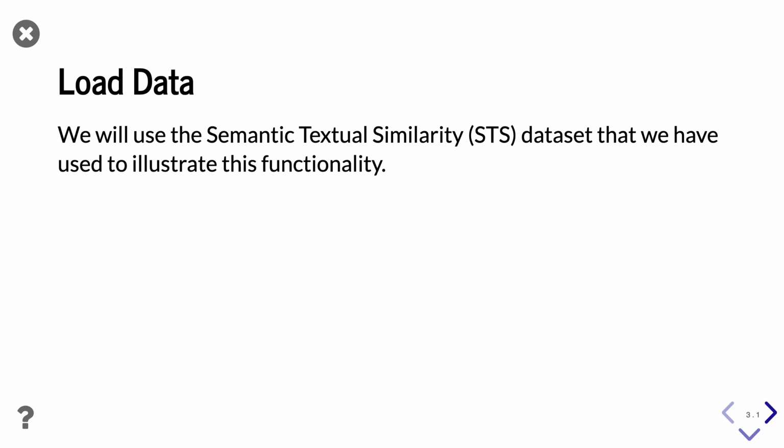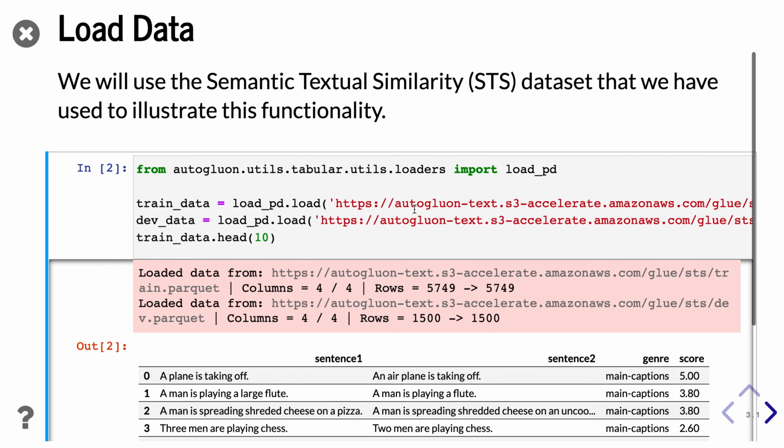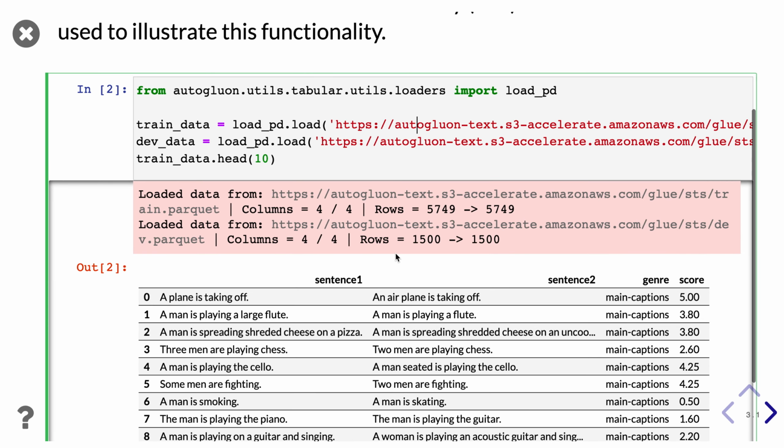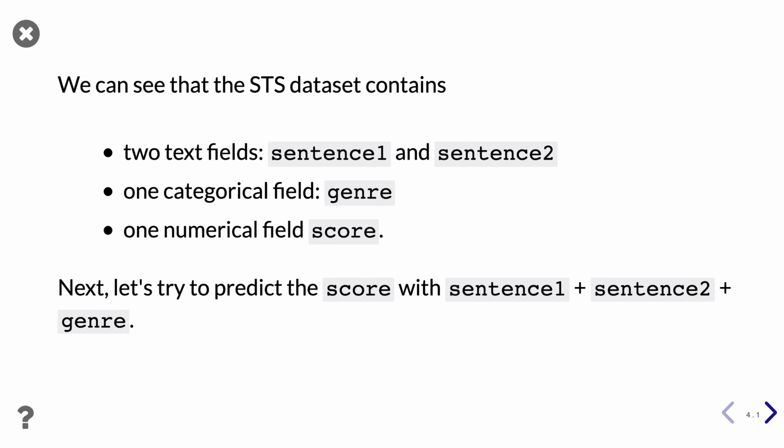So, let's see an example. Here, for this example, we will reuse the semantic textual similarity dataset that we have used. First, we load the dataset, and we can see that there are 4 columns: sentence 1, sentence 2, genre, and score. Sentence 1 and sentence 2 are text columns. Genre is a categorical column, and score is a numerical column. So this dataset contains all 3 types of columns that we are interested in.